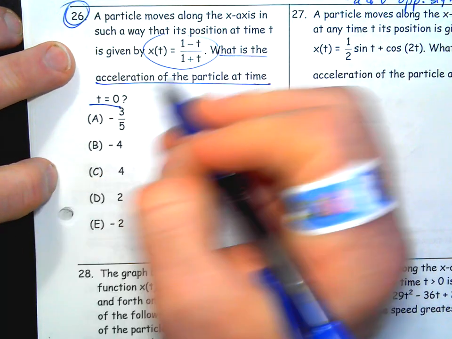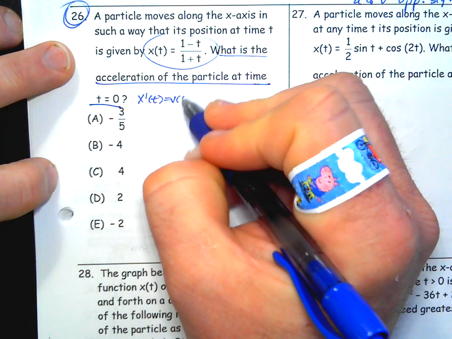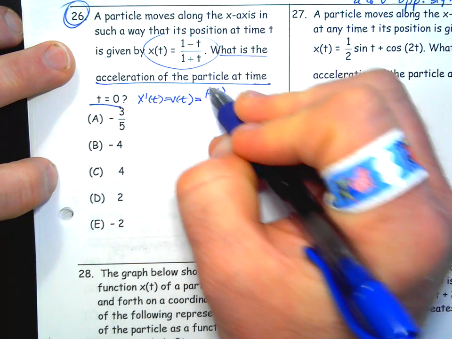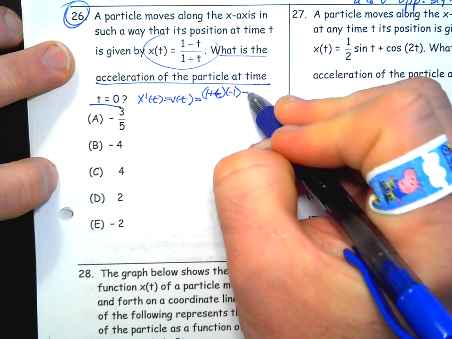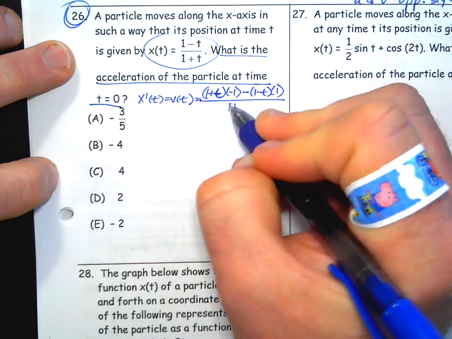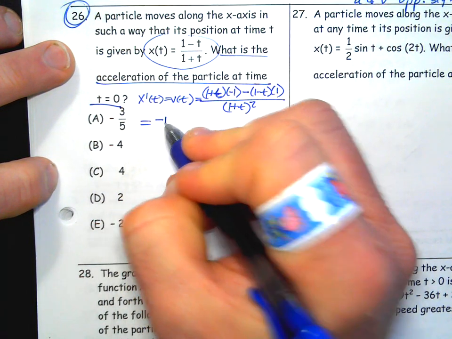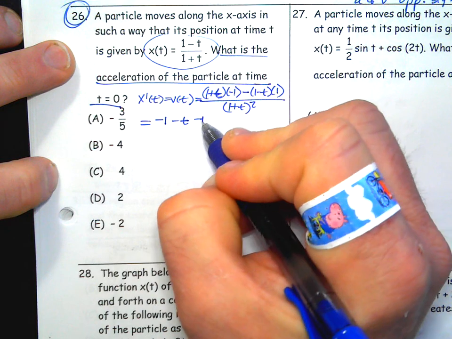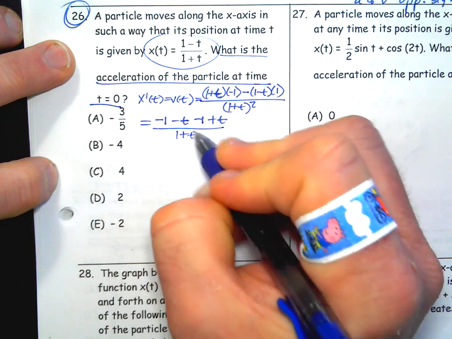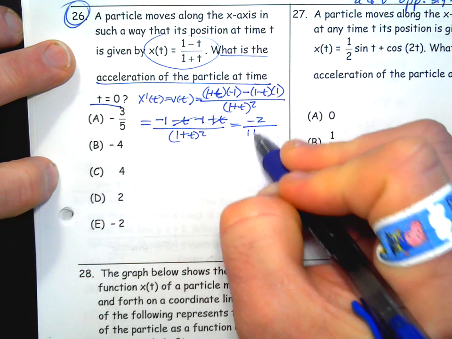Well, you got to find x prime, which is velocity. And I guess we're going to probably do quotient rule. Low d high minus high d low all over low squared. Let's see if we can clean it up. -1 minus t minus 1 plus t over 1 plus t squared. T's cancel, so we get -2 over 1 plus t squared.